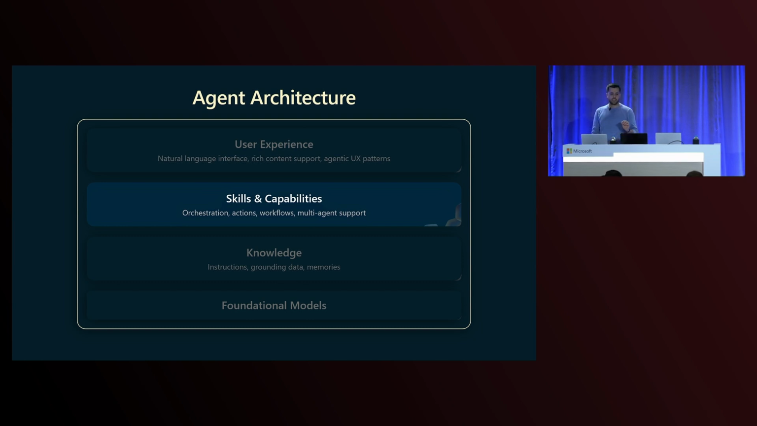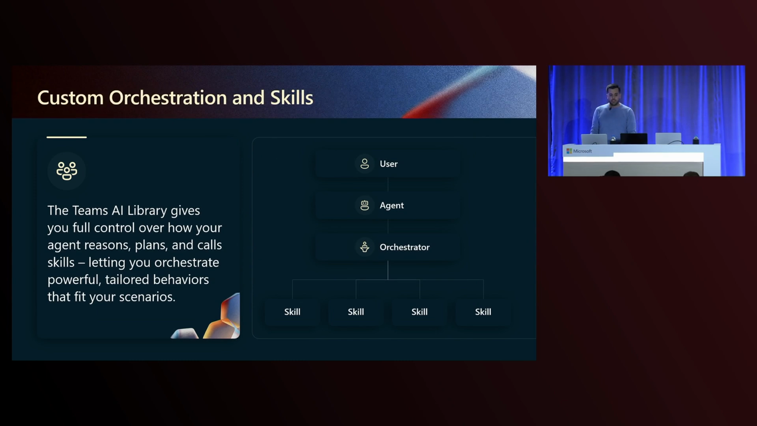And this next layer, skills and capabilities, is where all your business logic is. This is where the agents really get their power. It's where they take actions, all the orchestration happens. It's how they talk to other agents. And thanks to a lot of the recent updates and work we've done this past year, it's so easy to take advantage of all these capabilities. So let's start by talking about orchestration and skills.